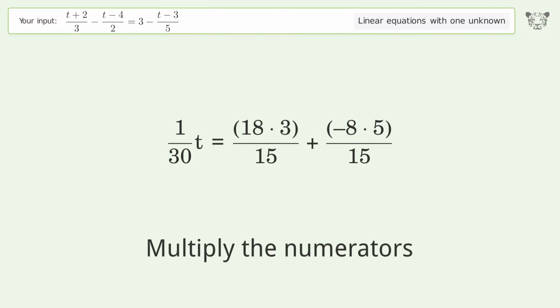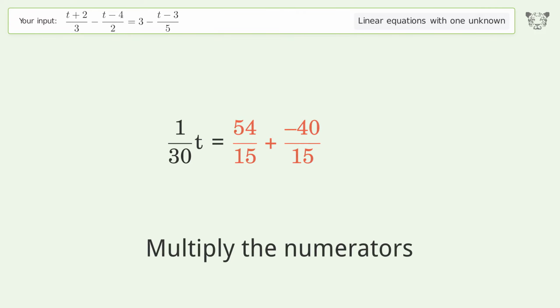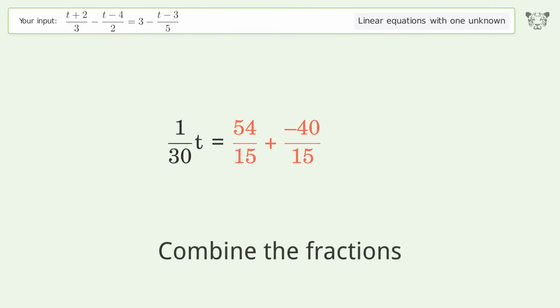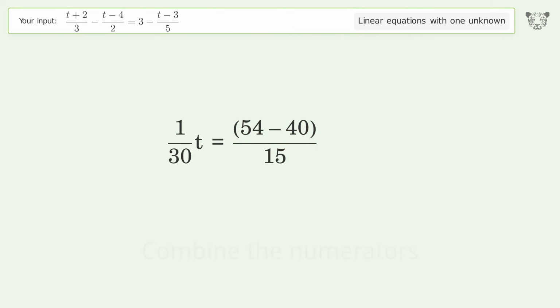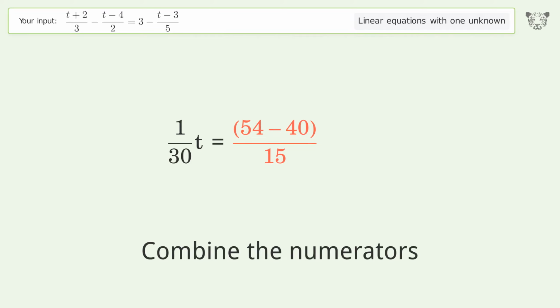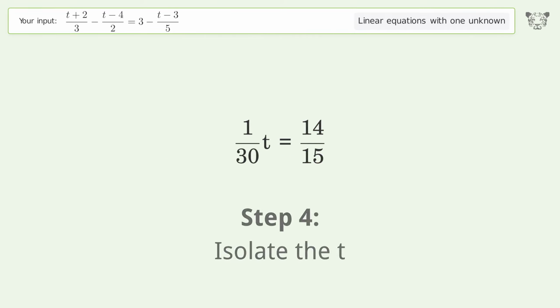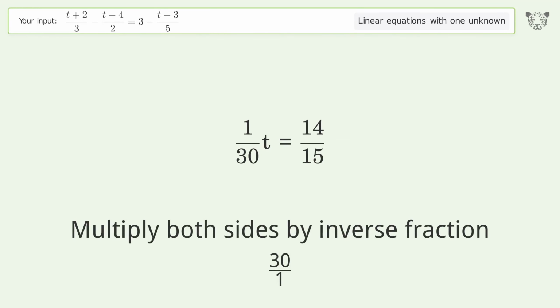Multiply the numerators. Combine the fractions. Combine the numerators. Isolate the t. Multiply both sides by inverse fraction 30 over 1.